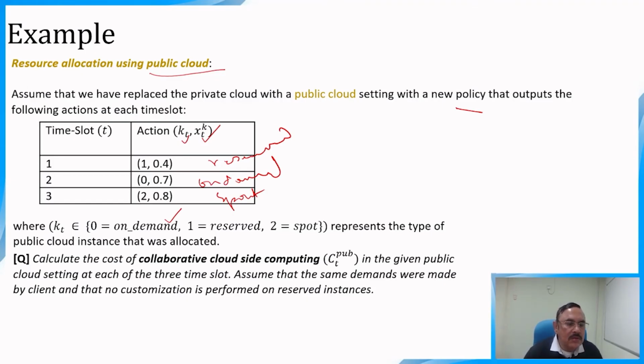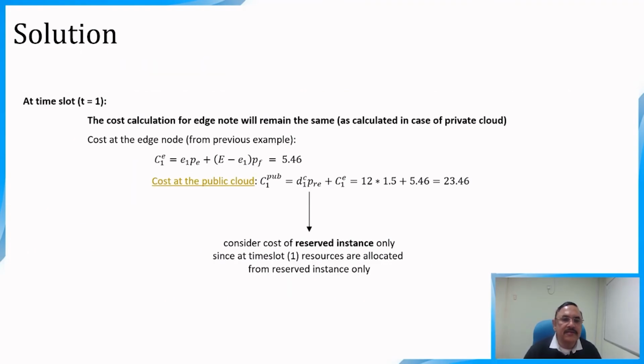So, now the query is to calculate the cost of collaborative cloud-side computing, that is, for the public cloud in the given public cloud setting at each of the 3 time slots. Assume that the same demand was met by the client and that no customization is performed on the reserved instances. So, at time t1 the cost calculation for the edge node will remain the same as calculated in the private cloud. So, the cost at the edge node from the previous case, that is C1 P_E plus E minus E1 times P_F, is 5.46.